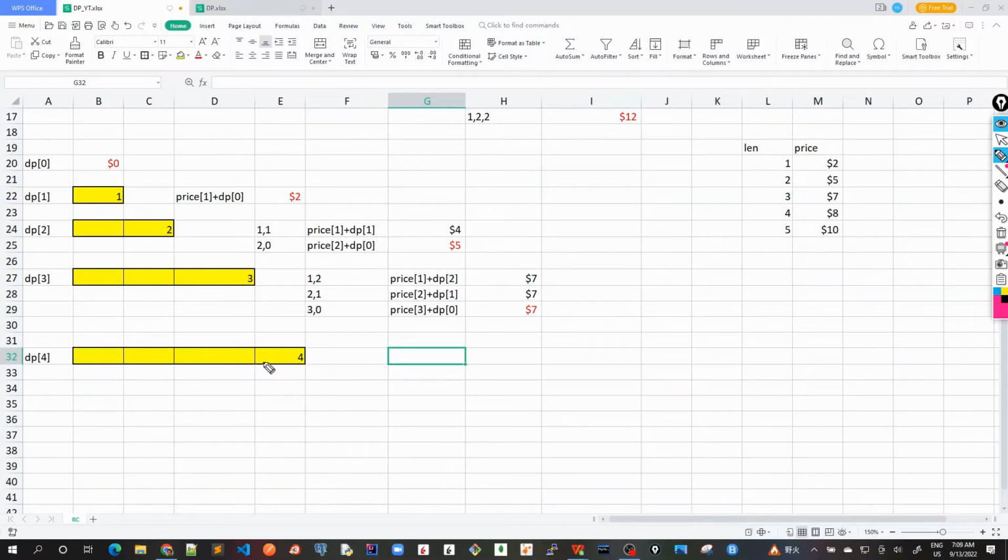Now for dp for 4, which means that we need to find the maximum profit for 4. So let's see the combinations possible. Again, we can have 1 and 3. Other could be 2 and 2. Or we can use 3, 1. Or we can take the entire one.